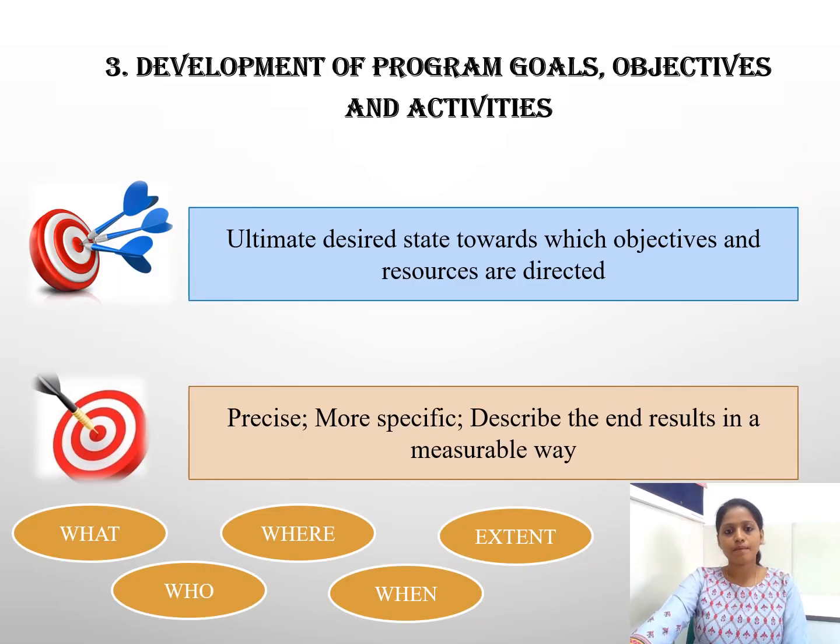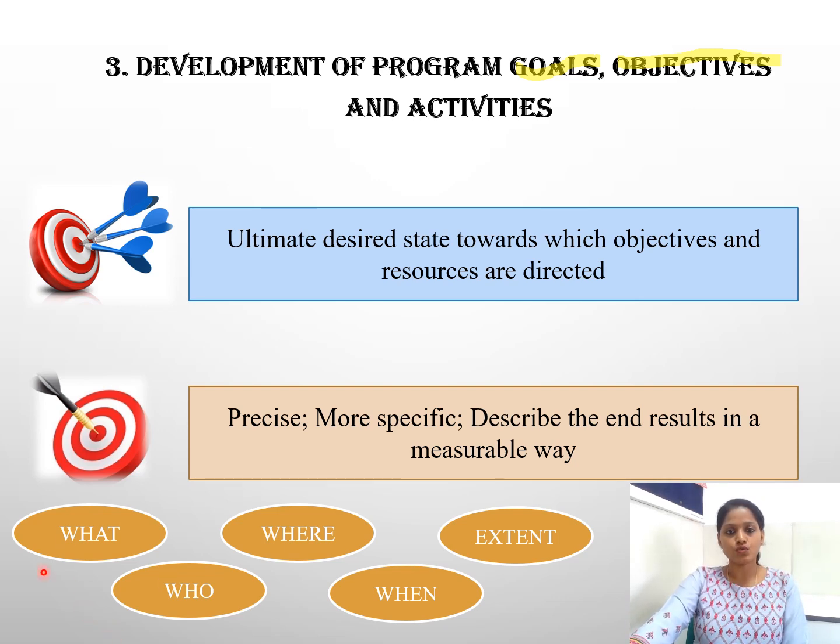The next step in the planning process is development of program goals, objectives, and activities. A goal is defined as the ultimate desired step towards which objectives and resources are directed. The objectives should always be precise, more specific, should describe the end results in a measurable way. The objectives should always specify these questions.